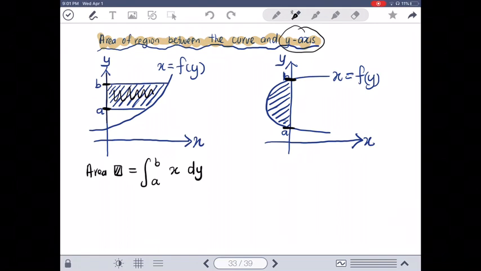Similar to the second picture, so the area of the shaded region is just equal to integration of the function x with respect to y, with boundaries from a to b.